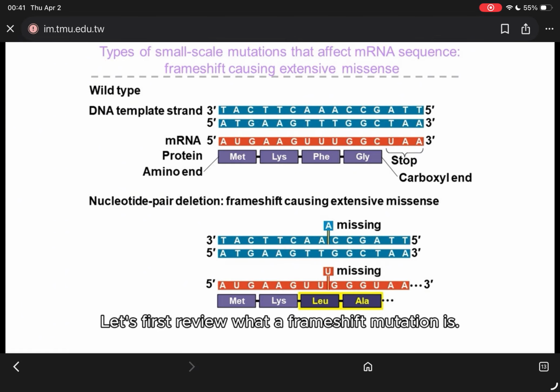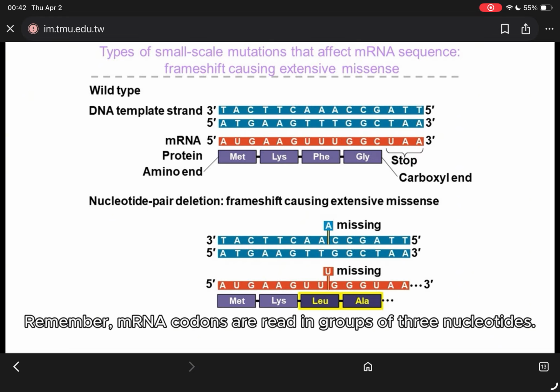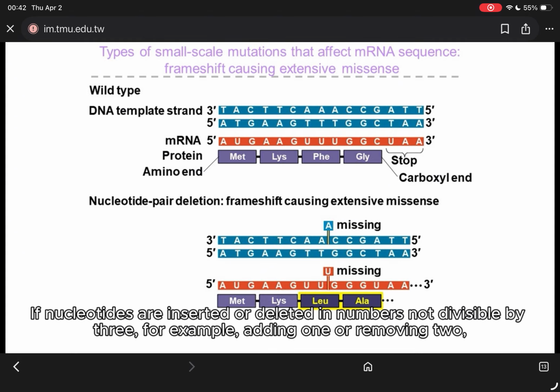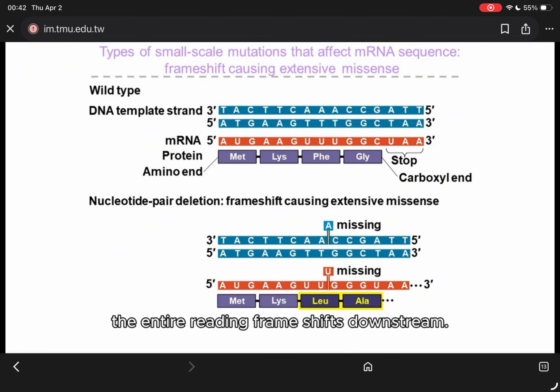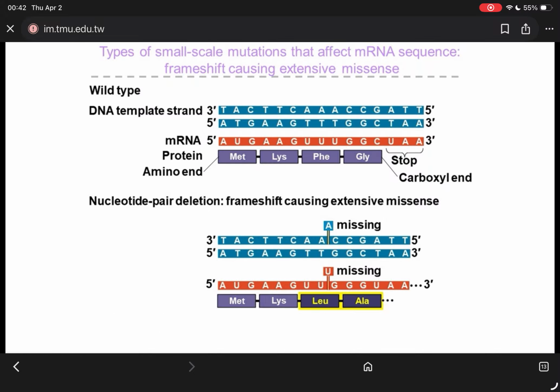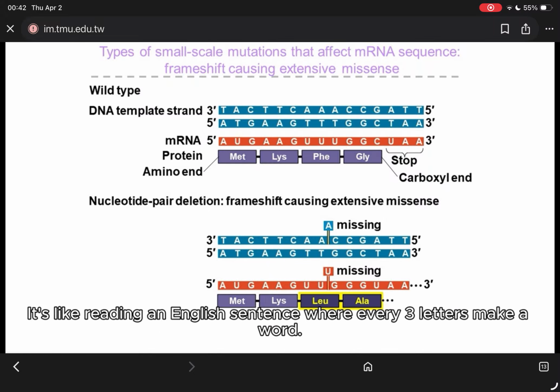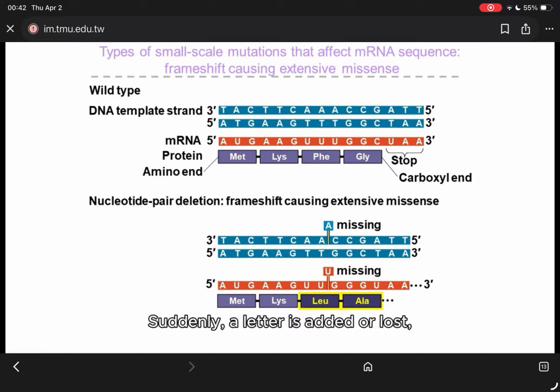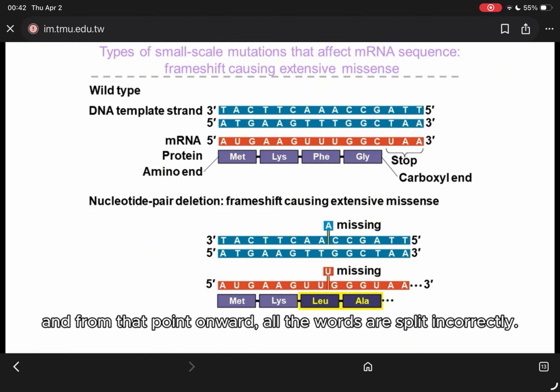Let's first review what a frame shift mutation is. Remember, mRNA codons are read in groups of 3 nucleotides. If nucleotides are inserted or deleted in numbers not divisible by 3, for example, adding 1 or removing 2, the entire reading frame shifts downstream. It's like reading an English sentence where every 3 letters make a word. Suddenly, a letter is added or lost, and from that point onward, all the words are split incorrectly.